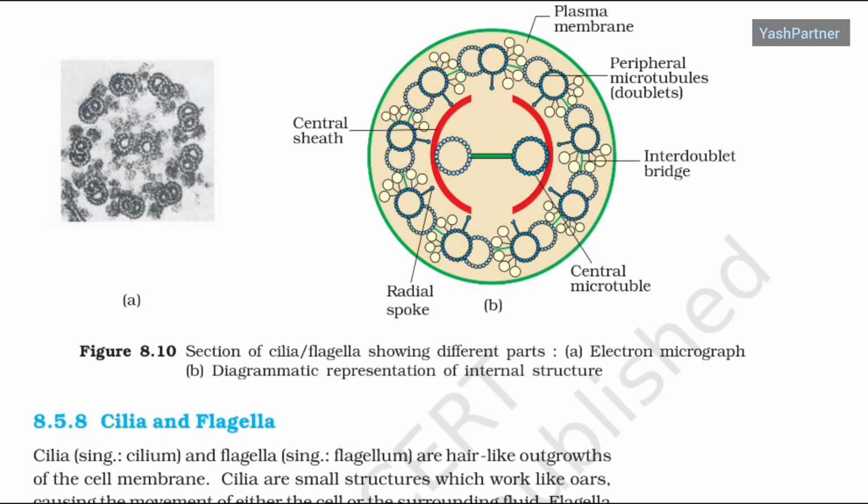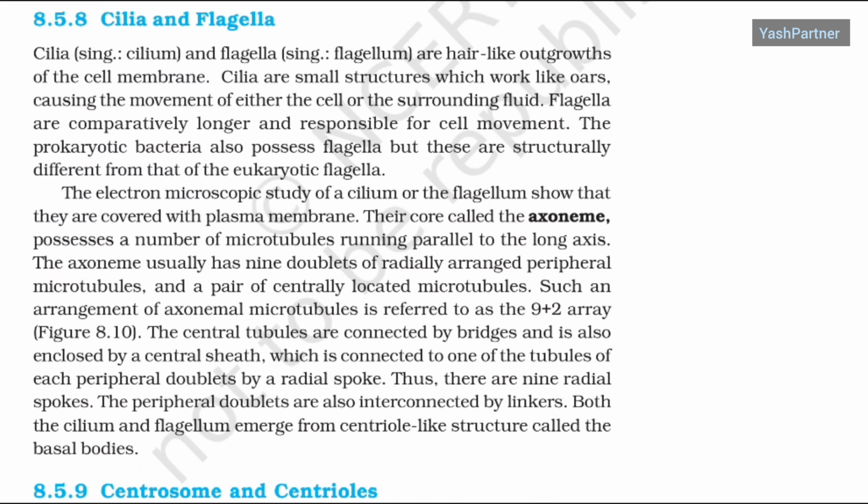8.5.8 Cilia and flagella. Cilia, singular cilium, and flagella, singular flagellum, are hair-like outgrowths of the cell membrane. Cilia are small structures which work like oars, causing the movement of either the cell or the surrounding fluid. Flagella are comparatively longer and responsible for cell movement. The prokaryotic bacteria also possess flagella, but these are structurally different from that of the eukaryotic flagella. The electron microscopic study of a cilium or the flagellum shows that they are covered with plasma membrane.